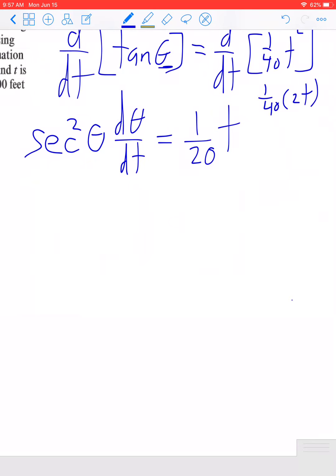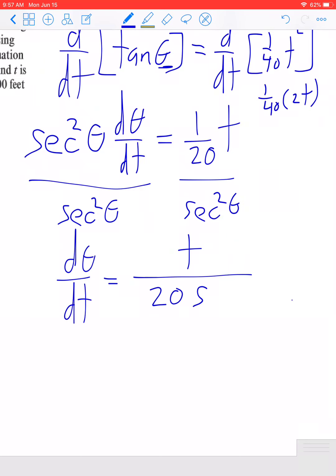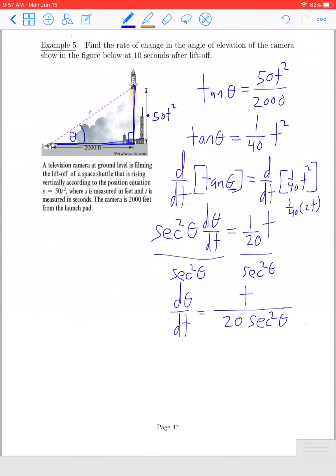We can go ahead and solve for dθ/dt by simply dividing both sides by secant squared theta. So we would get that dθ/dt is equal to, and just to write this as cleanly as possible, I can put the t on the top, keep, change, flip. You would get a 20 times secant squared theta in the denominator. So this is our expression for dθ/dt.